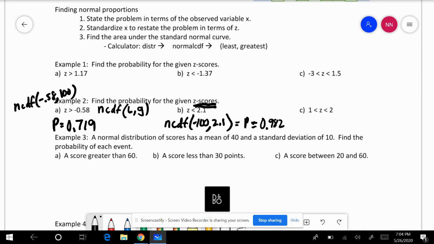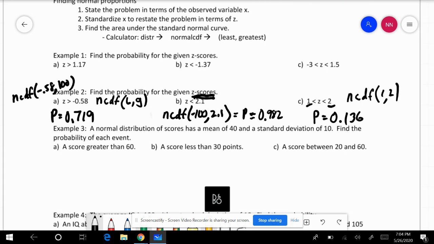0.982. And our last one, I think, is the easiest because we have two boundary points. So it makes it easy to understand which goes first and which goes second. So when we use our normal CDF, we're going to go 1, comma 2. And that right there is going to give us a probability or an area of 0.136. So that's how we find probabilities with a z-score.